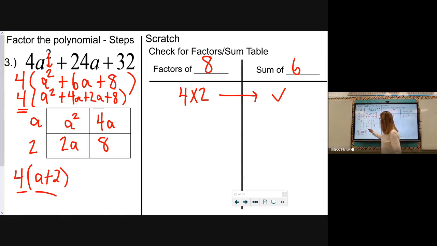A squared and 2a both share an a. 4a and 8 both share a 4. So we also have a factor here of a plus 4. And so in this case, we could factor it into 3 separate factors. Definitely not prime. All right, I hope that helps you attack your work for today. See you guys later.